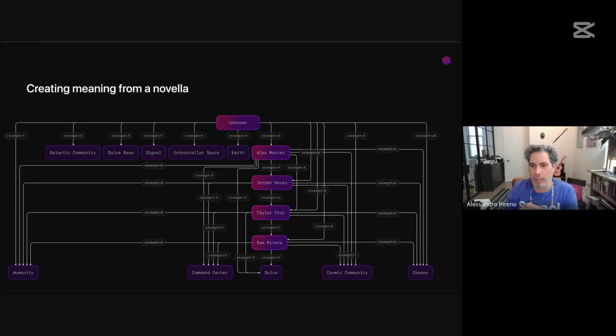This is an example of a knowledge graph I built on a little novella that was generated by AI. I'm going full whole hog here.